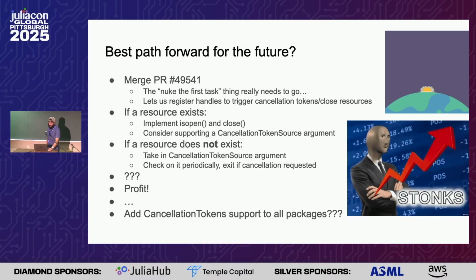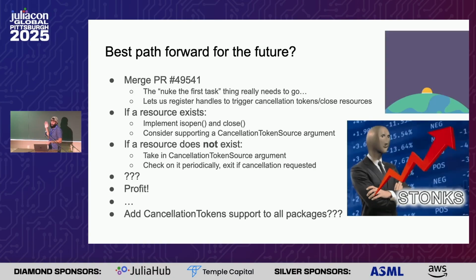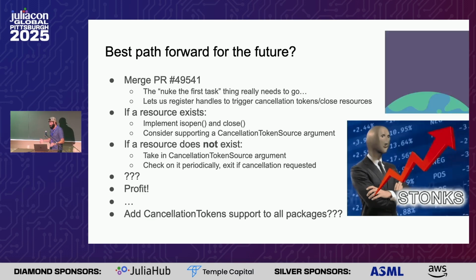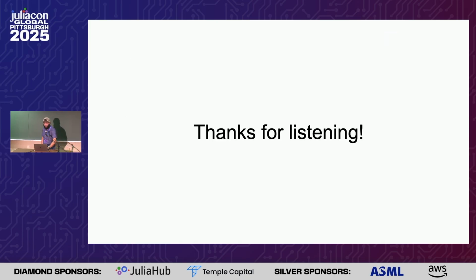We talked about this. When all of this is said and done, well, I guess things will be much better. We'll be able to interrupt and cancel arbitrary code. We would have to add cancellation tokens to all packages that do anything long running, presumably. We need to discuss this and see if this is the best way forward. Thank you all for listening.